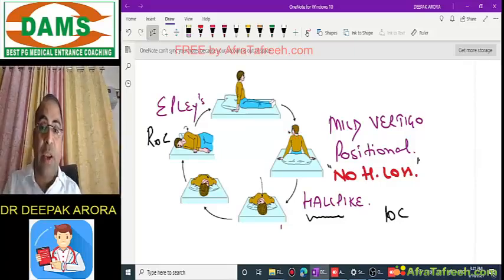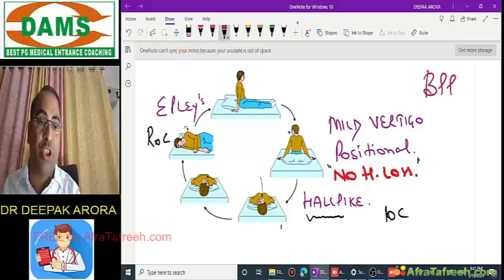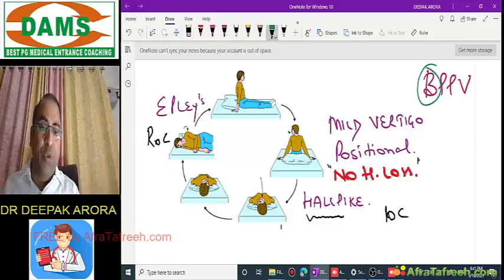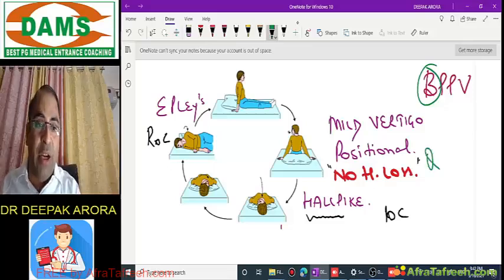One choice will be vertigo lasting for half an hour. Never make a diagnosis of benign paroxysmal positional vertigo then. The word benign itself is telling you mild vertigo. A few seconds in a position, but what is the keyword? No hearing loss. Mild vertigo, no hearing loss.